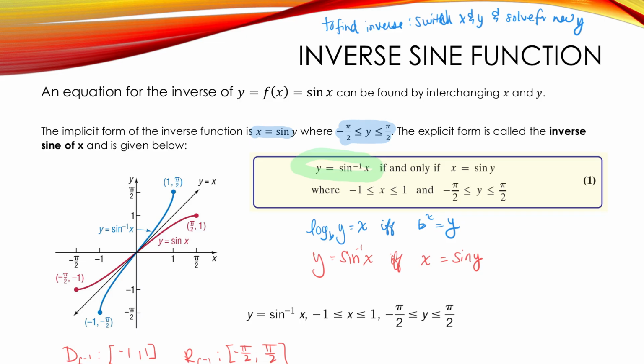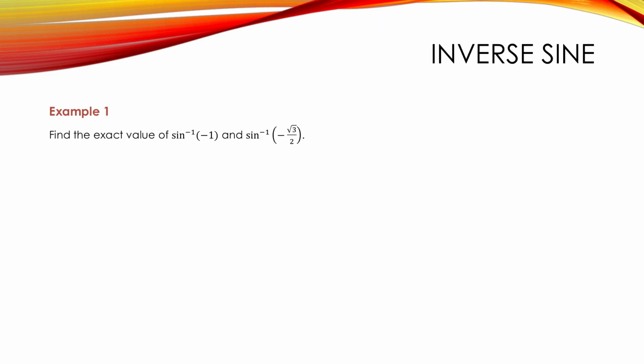So how does this work in practice? Well, if I wanted to find the exact value of the inverse sine of negative 1 and the inverse sine of, and I meant to make this a positive root 3 over 2, you'll see on cosine I meant negative root 3 over 2, and this one I meant the positive. So we're going to call this one A and this one B.